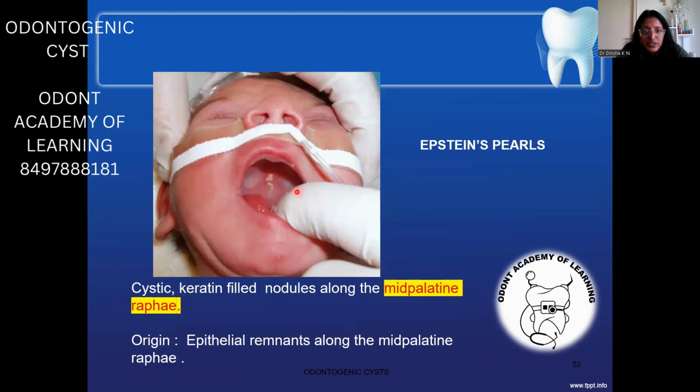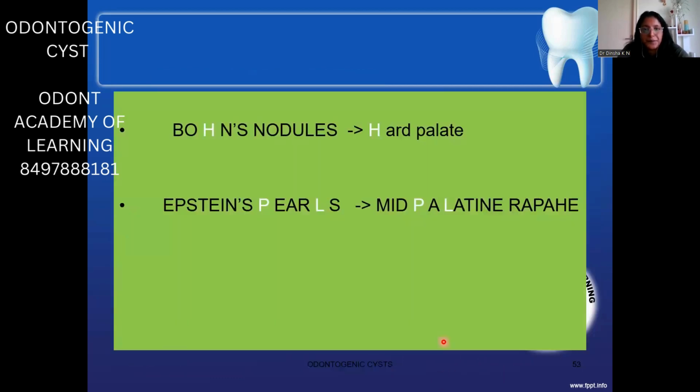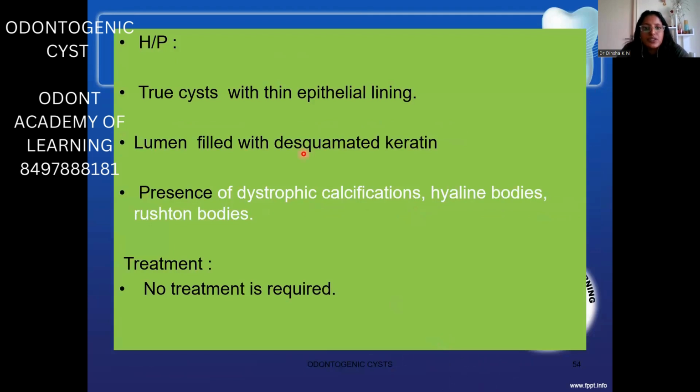These are the Epstein pearls. They are cystic keratin-filled nodules seen over the mid-palatine region of neonates. Again, they arise from remnants of epithelial cells from the mid-palatine raphe. Histopathologically, these are considered true cysts with thin epithelial lining. The lumen will have desquamated keratin debris, and there can be dystrophic calcifications, hyaline bodies, and Russell bodies. As such, no treatment is required for this condition.